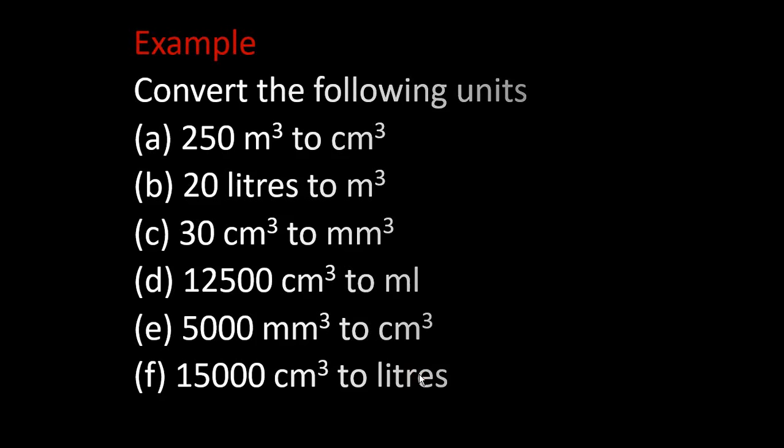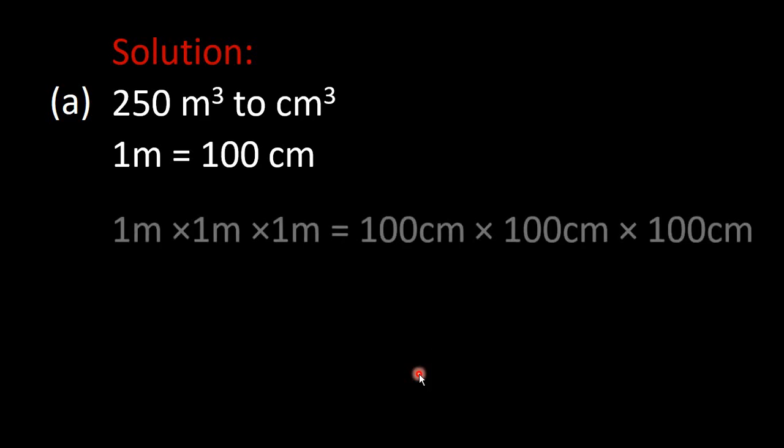Okay, let's see part A. We have 250 cubic meters to cubic centimeters. Now here we know that 1 meter is equivalent to 100 centimeters, and so if we cube both sides, that is if we raise both sides to the power 3, we shall have 1 meter times 1 meter times 1 meter is equivalent to 100 centimeters times 100 centimeters times 100 centimeters.